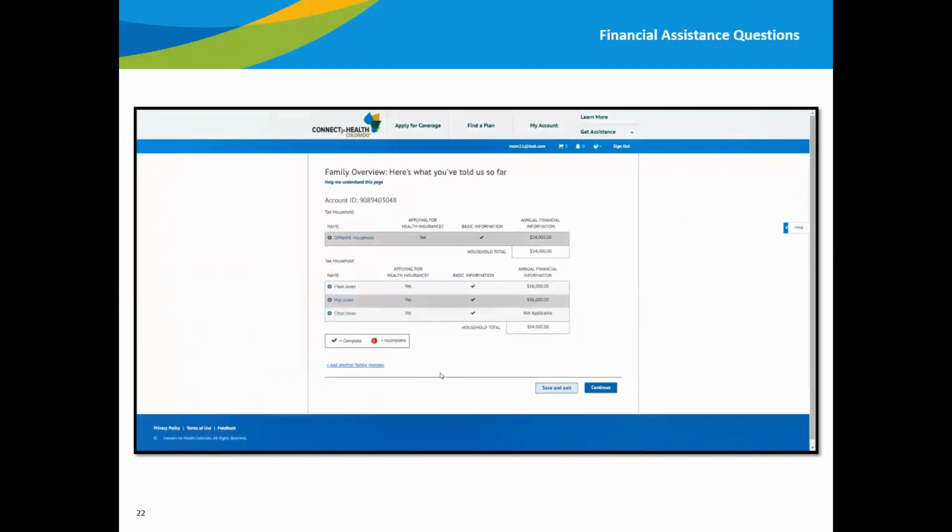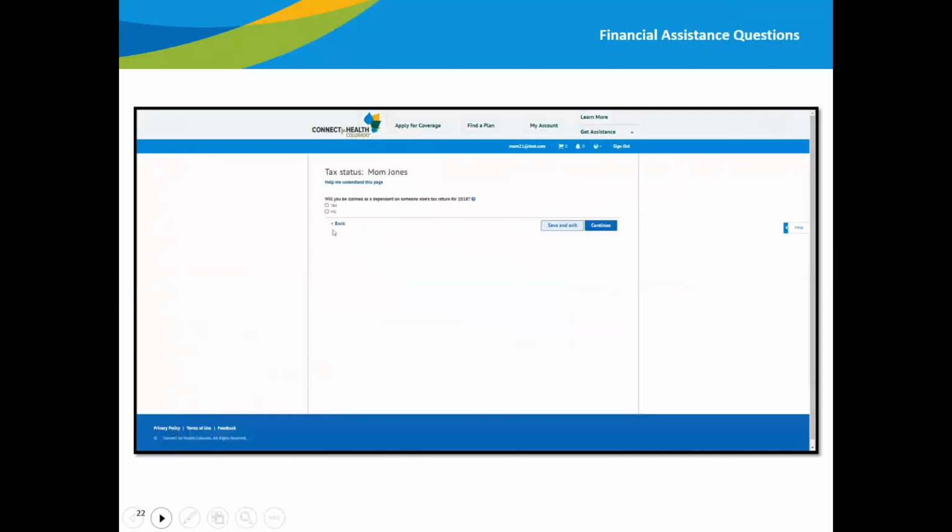Here we will break out at the summary level the individuals in the different tax households, including any income that they are declaring on the application, and this is what will be used to determine eligibility for the advanced premium tax credits or cost share reductions.